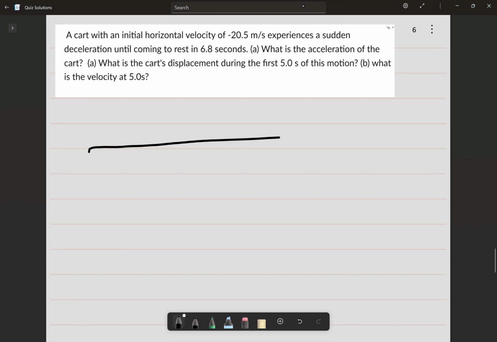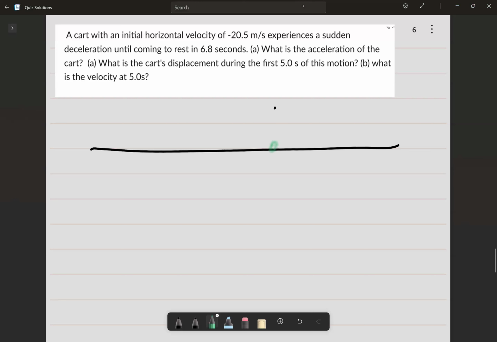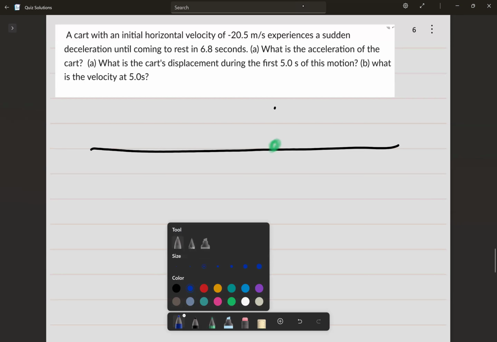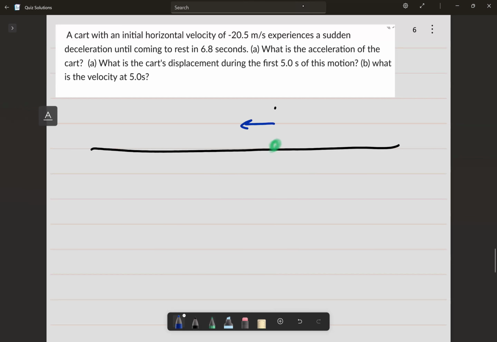And doing a rough sketch, you can see that, taking this to be the car, it is moving to the left. That's why we're given velocity as negative. So that means velocity here is negative 20.5 meters per second. Remember, x hat means that it's a horizontal velocity. So this will be our initial velocity.